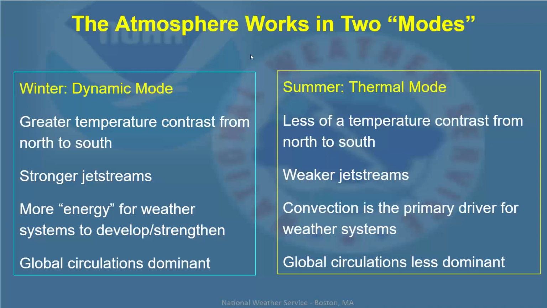So let's flip the coin now into the summer. We're in what's called thermal mode. So there's less of a temperature gradient from north to south. Overall, the jet stream tends to be weaker, but if you've seen some of our big severe weather case studies, there are days where the jet stream can be pretty strong, and those are usually our big severe weather days. But the primary driver for weather systems is a process called convection, and I'll review that in a second. And as a result of the weaker flow, the less contrast in temperature, the global circulations are less dominant.